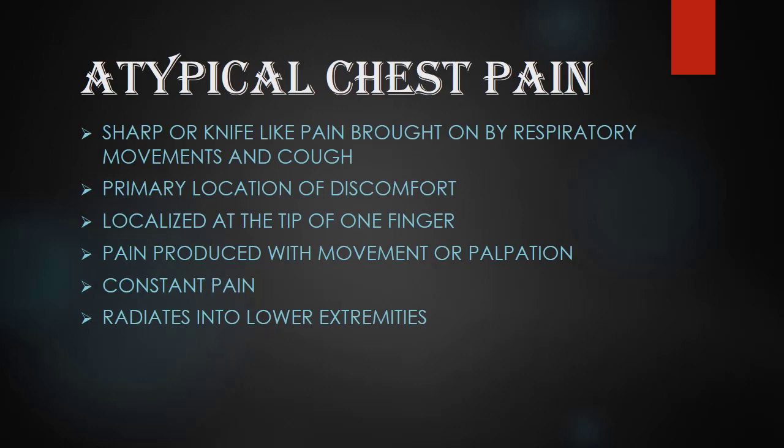Atypical chest pain may be due to ischemic heart disease, especially unstable angina. However, it is less likely to be cardiac in origin. Atypical chest pain may present as sharp or knife-like pain brought on by respiratory movement or cough. Pain that has primary location of discomfort in the middle or lower abdominal region.